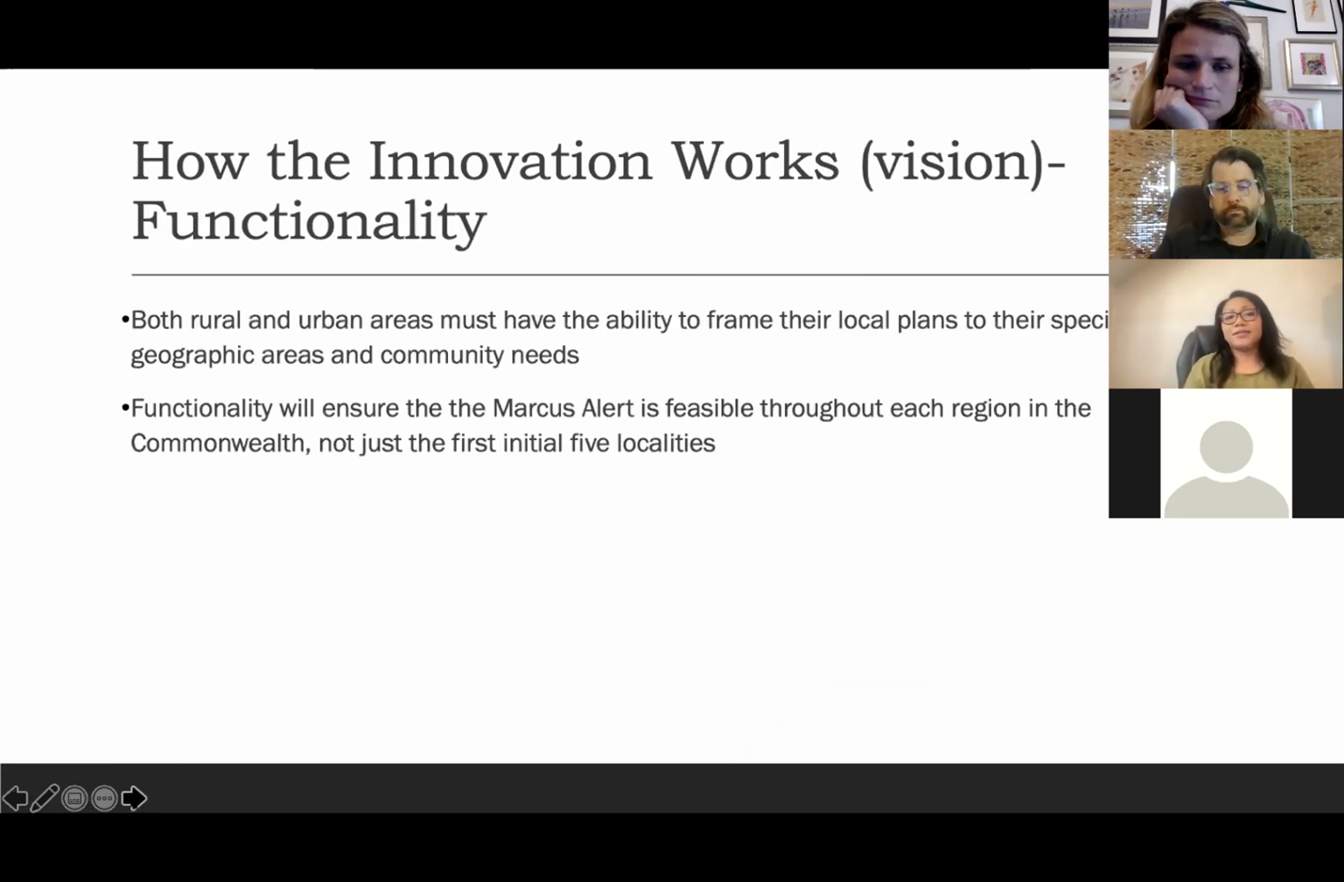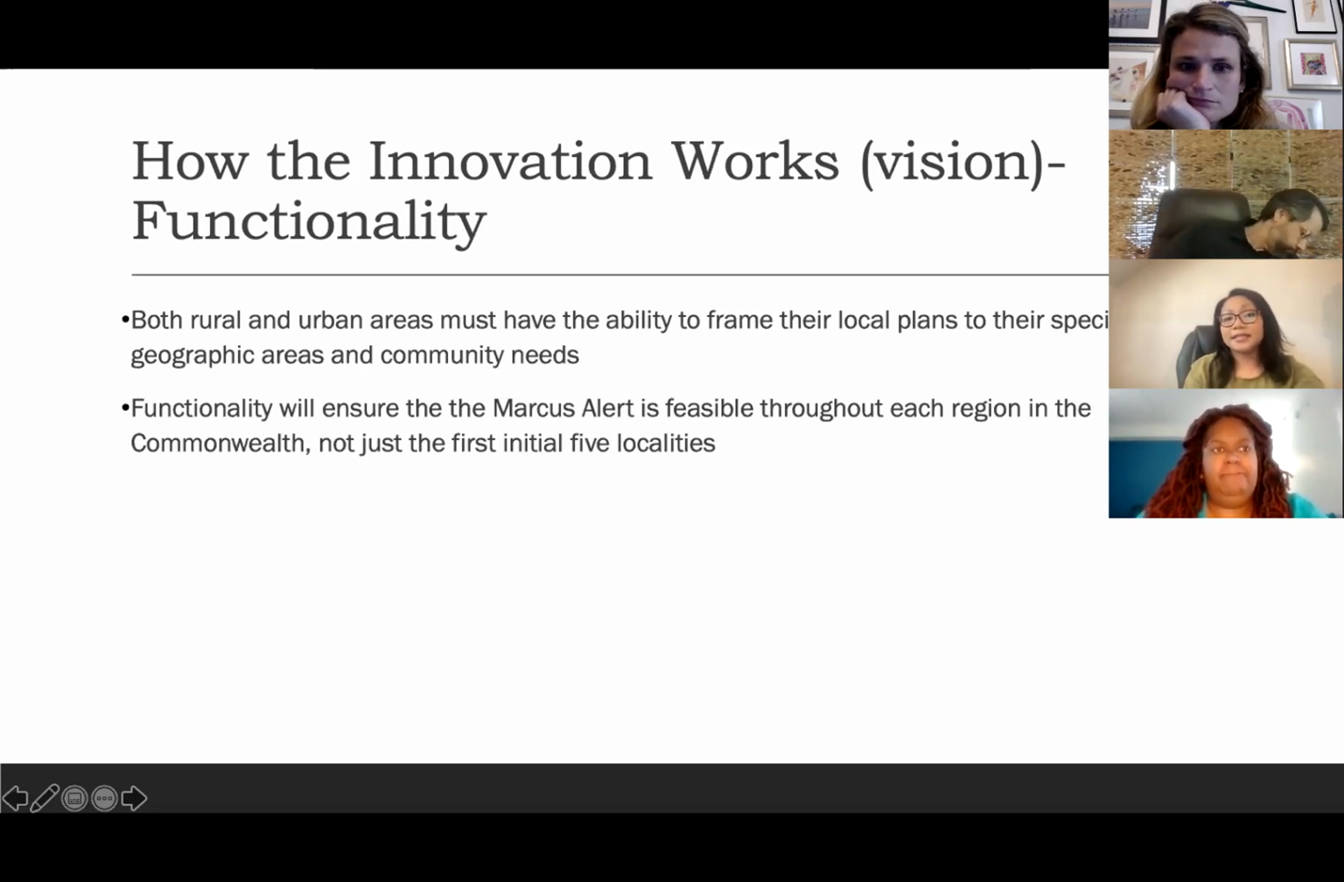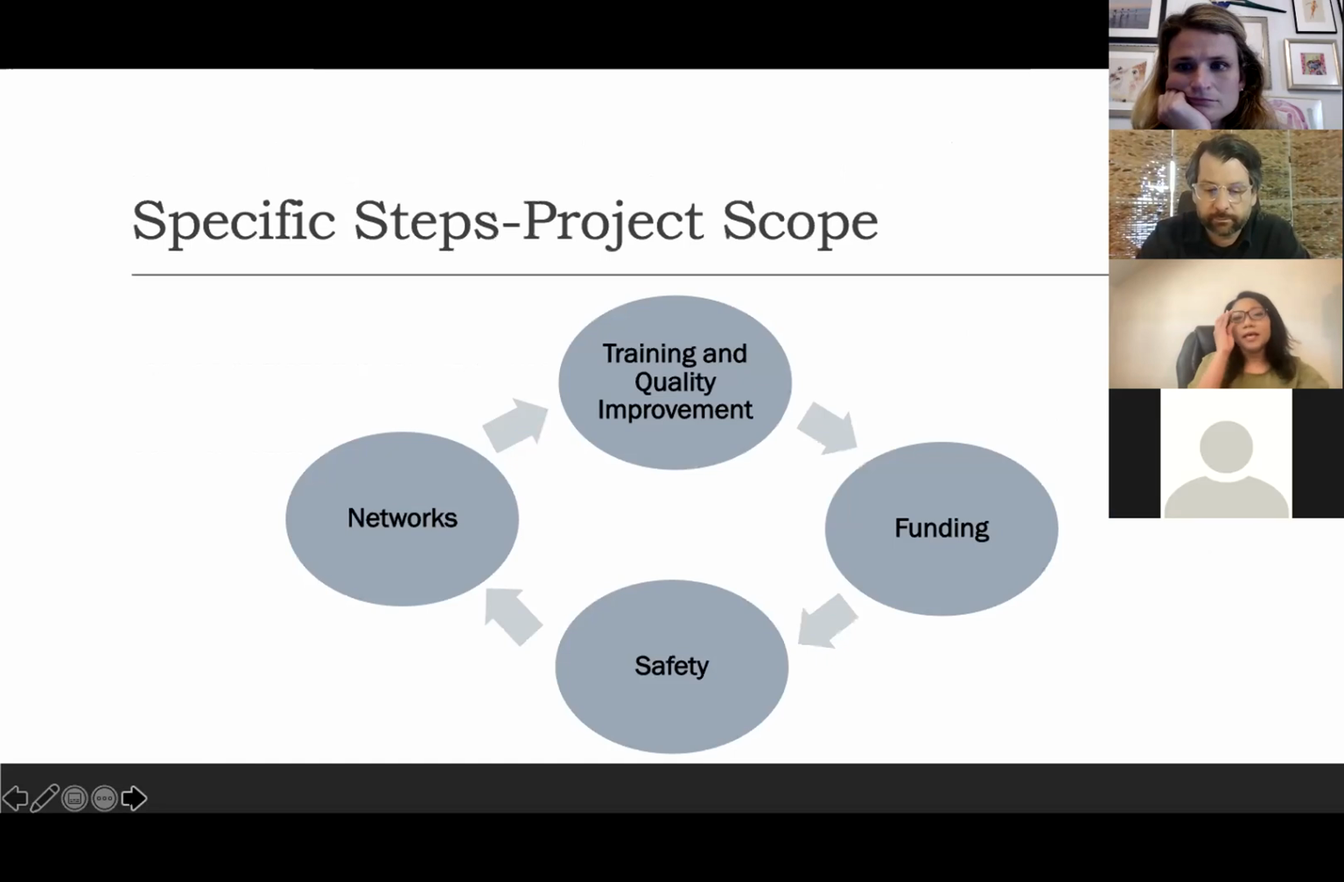Functionality is also important to consider. Both rural and urban areas must have the ability to frame their local plans to their region and be able to identify specific geographic needs and community needs. Functionality will ensure that the Marcus Alert is feasible throughout each region in the Commonwealth, not just the first 5 initial localities. With this in mind, we identify 4 main areas for the project scope, which are training and quality improvement, funding, safety, and networks.